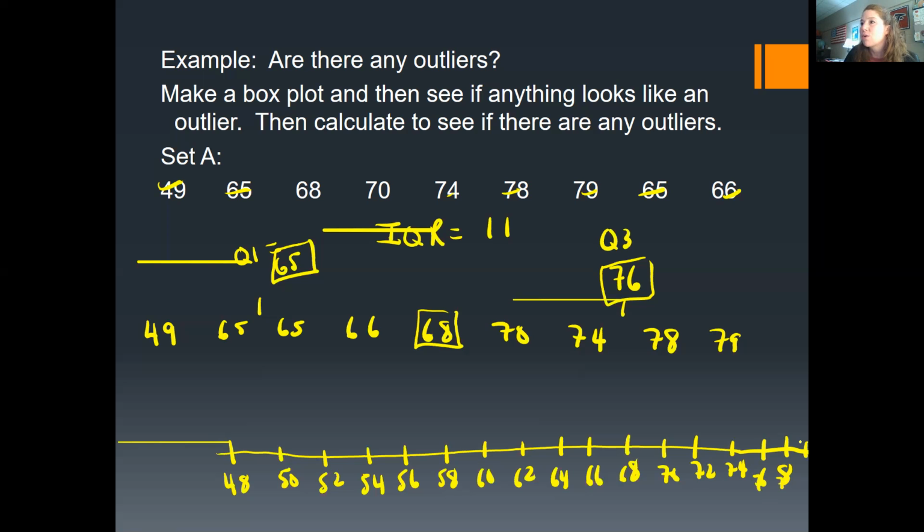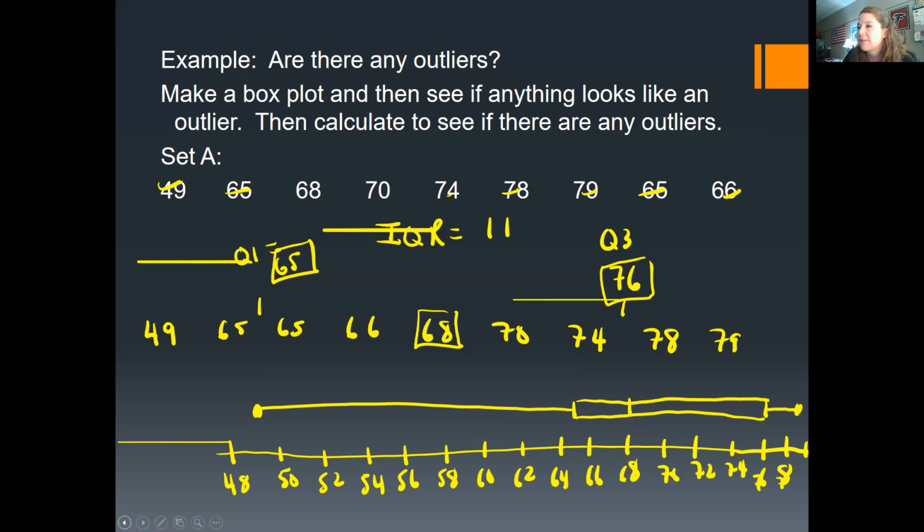All right, so our box goes from 65 to 76. So there's 76. Here's 65. The line that goes through your box is the median. In this case, it's a 68. We have our upper quartile all the way up here to 79. And then look at this, our lower quartile, woo-wee. So does it look like we have an outlier? It certainly does. It looks like 49 is definitely an outlier. It skews our data to the left. All right, so we think the answer is yes, but let's figure out mathematically.